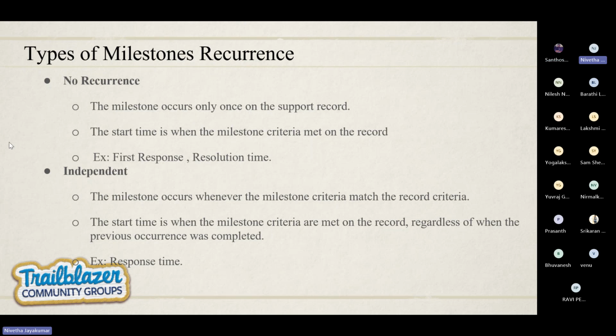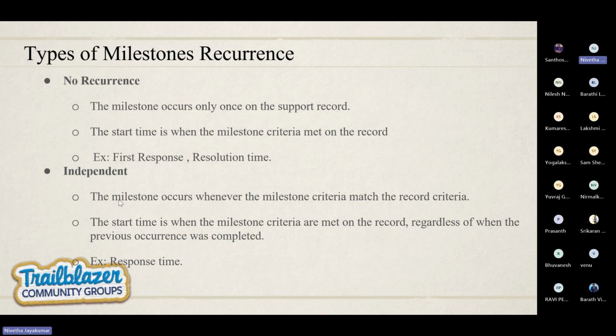Okay. Types of milestone occurrence. When creating a milestone, you must choose its recurrence type. There are three types of recurrence: no recurrence, indefinite, and sequential recurrence. A no recurrence milestone occurs only once on the support record, and the start time is when the milestone criteria are met on the record. For example, the first response to the customer sent via email.